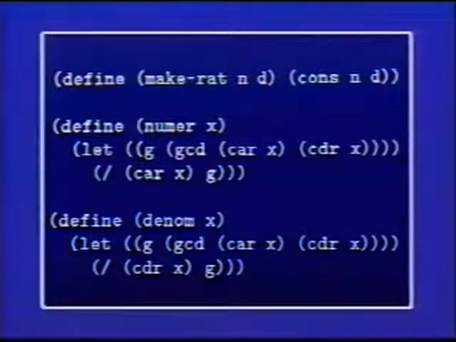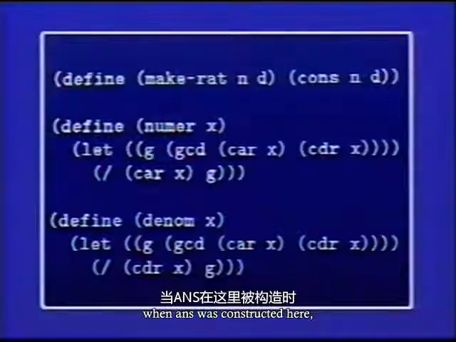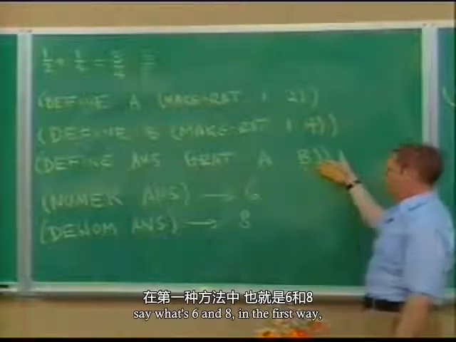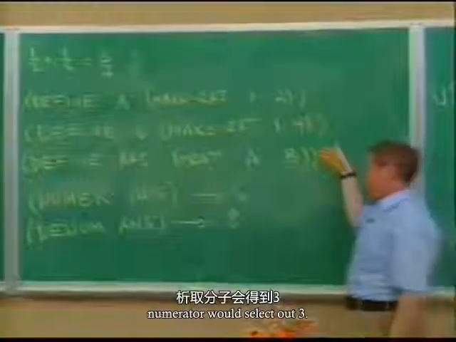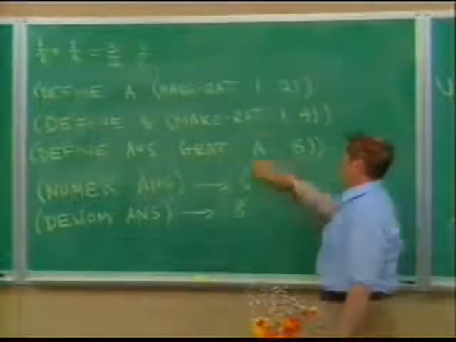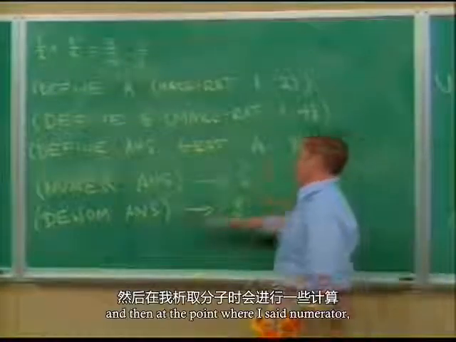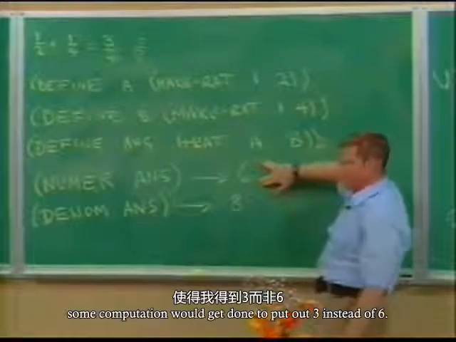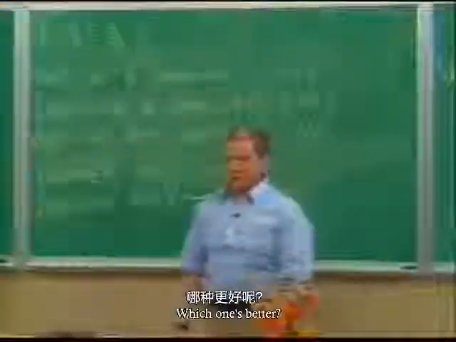And similarly, when I go to get the denominator, I'll divide out by the GCD. So the difference would be, in the old representation, when a rational was constructed, say with 6 and 8, in the first way, the 6 and 8 would have got reduced when they got stuck into that pair, and numerator would select out 3. And in the way I just showed you, the 6 and 8 get put in, and then at the point where I said numerator, some computation would get done to put out 3 instead of 6. So those are two different ways I might do it. Which one's better?